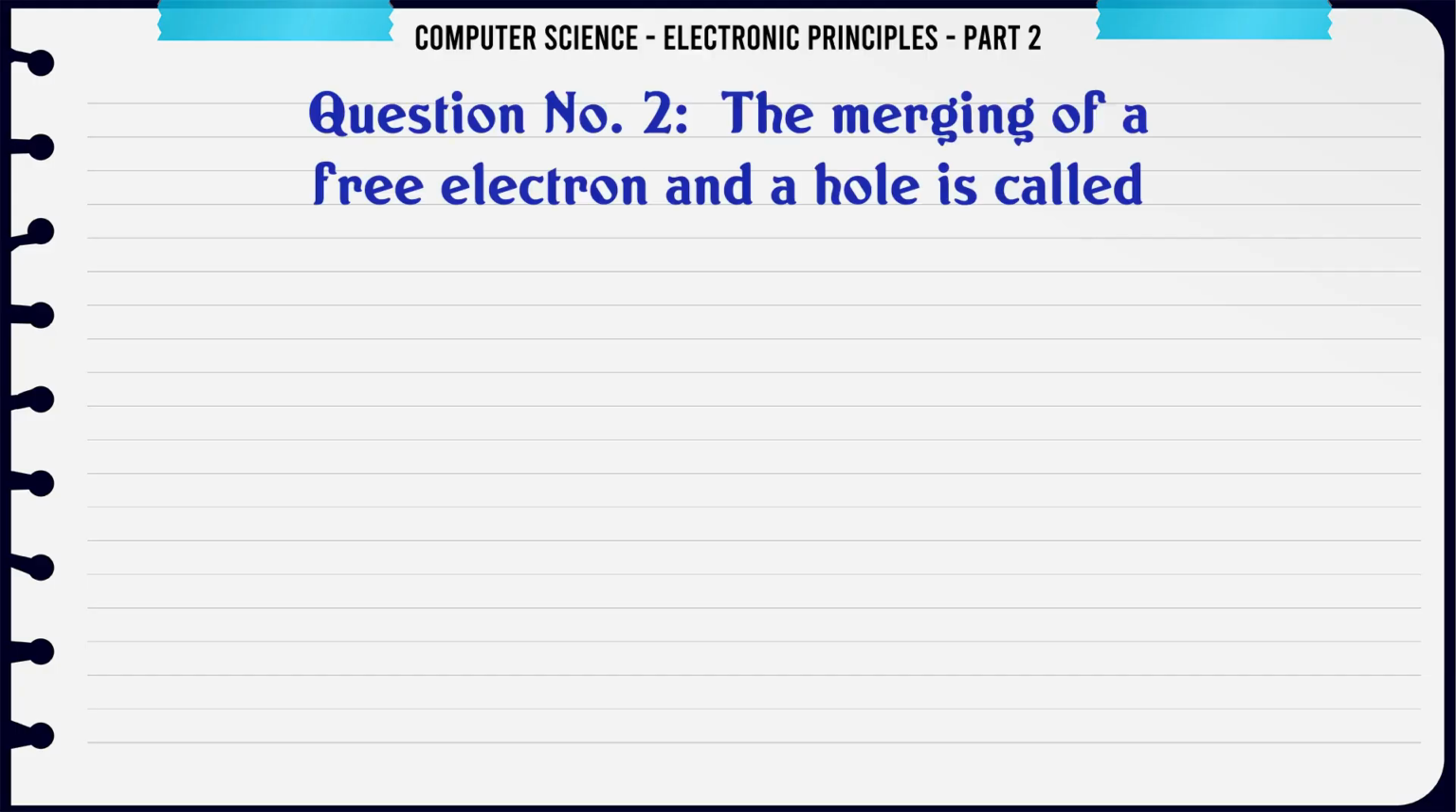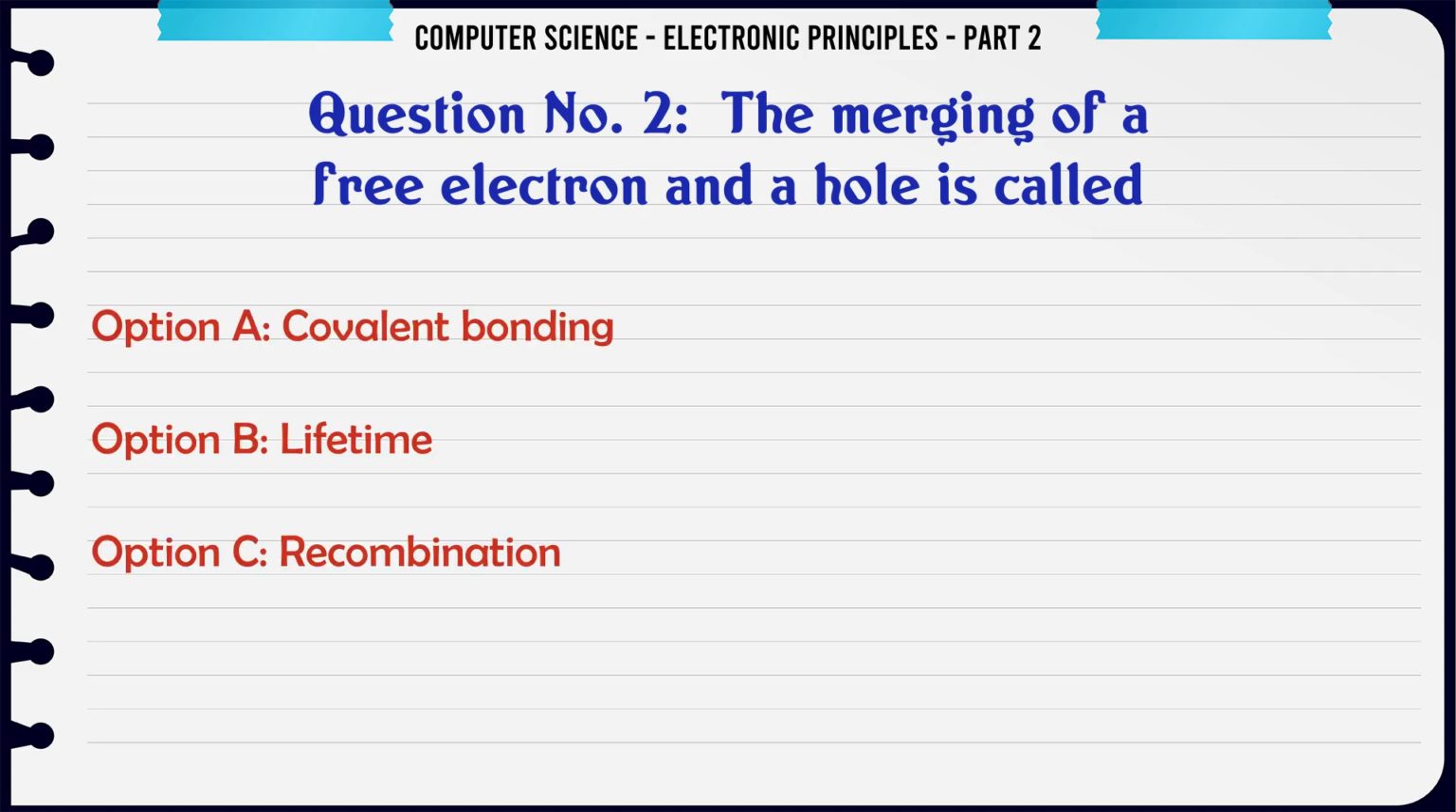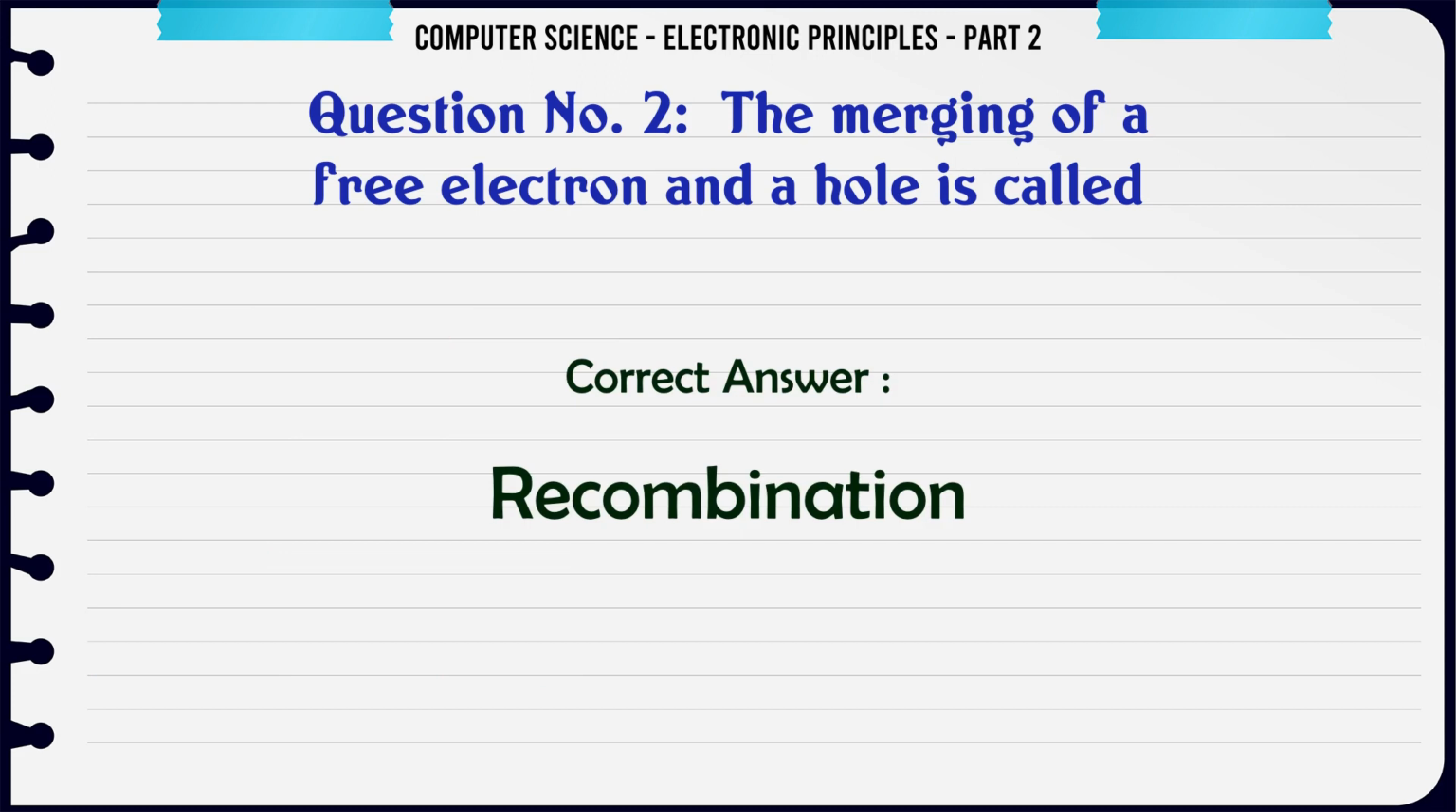The merging of a free electron and a hole is called A. Covalent bonding. B. Lifetime. C. Recombination. D. Thermal energy. The correct answer is recombination.